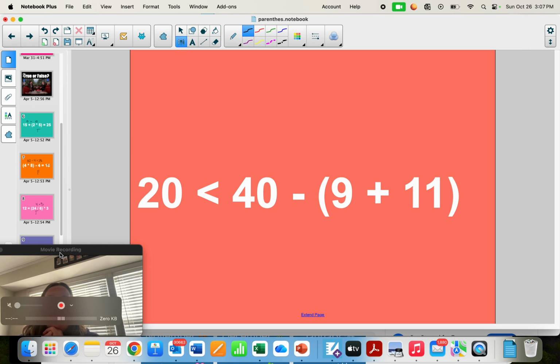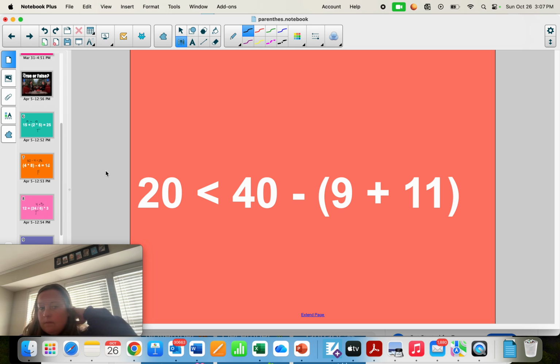All right, so go ahead and take a minute and write this down and then solve it, and then we'll check it over here in just a minute. That says 20 is less than all of this stuff here. So you have to solve 40 minus 9 plus 11 in parentheses and then see if 20 is less than that. Go ahead and give it a try, and then we'll check it.